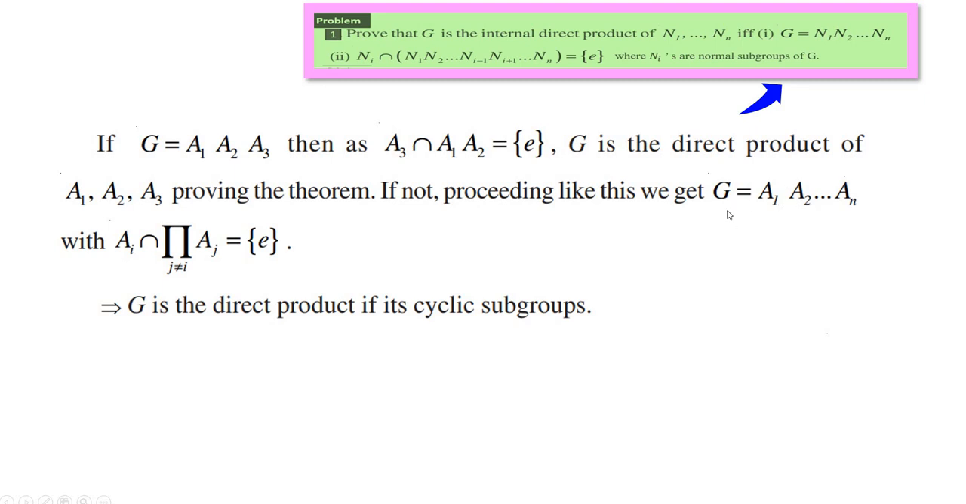An, and of course any x in G is written as a unique element from this A1, because that is generated by small a1. It will be of the form say a1 per alpha 1, from here a2 per alpha 2, and so on. So with Ai intersection, this product, j not equal to i, Aj to be the singleton E. So we have G to be the direct product of its cyclic subgroups. That is the end of the proof.